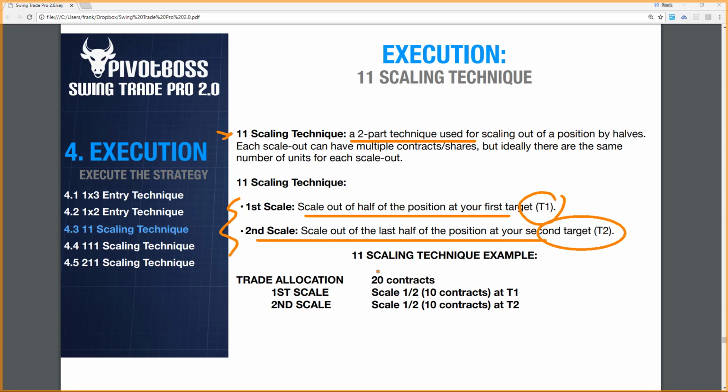And so say right now you have a trade allocation that allows you to trade 20 contracts of something. As soon as price pushes into your favor and you get to a T1 target, you would look to scale half of those contracts, selling 10 at that price. And then as price continues onward to your T2 target, you would then scale out the last half of those contracts, the last 10 at that target. So again, you're just taking half off at one target and half off at the next.